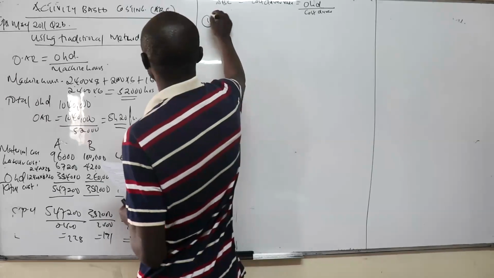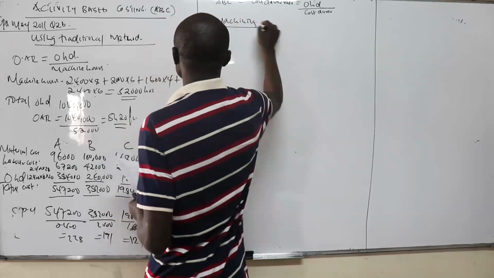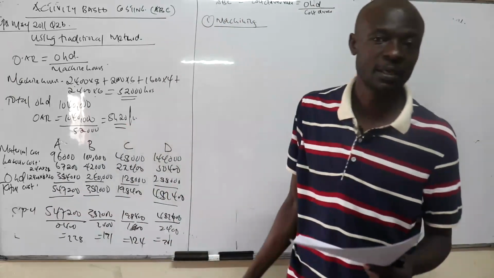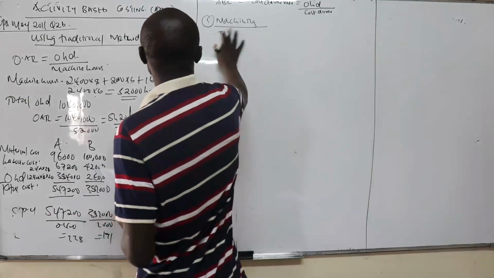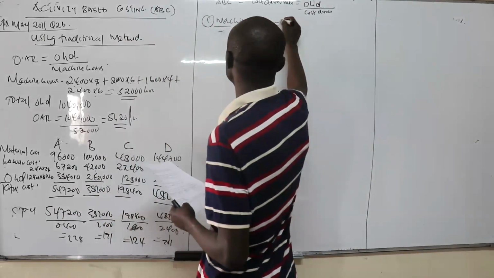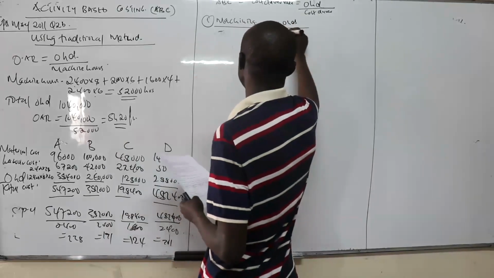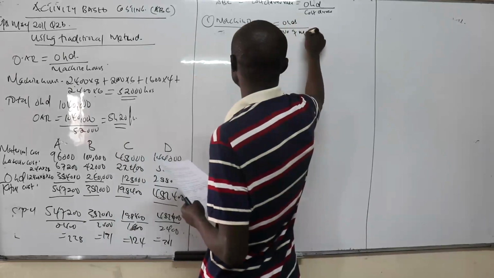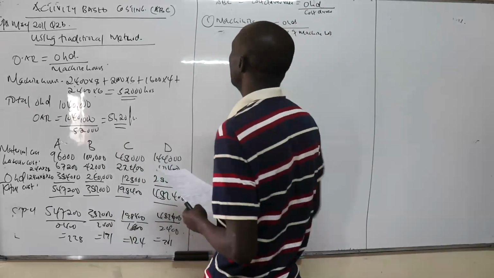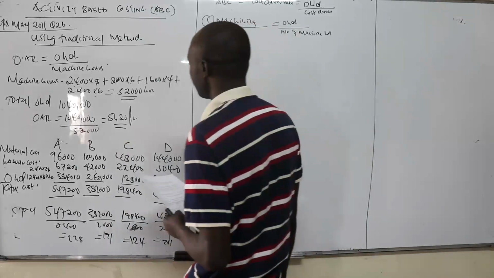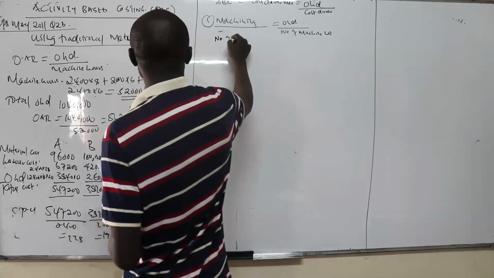The first activity we have is machining. So we determine the total number of machine hours. The cost driver rate for machining is going to be overheads over number of machine hours. So here we determine the number of machine hours.